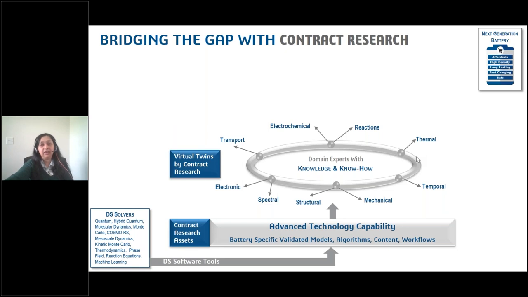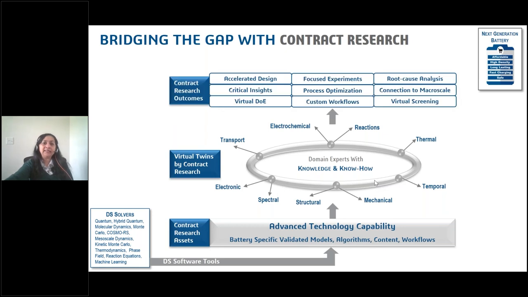within the cell. We deploy the experts in our team who have the knowledge and know-how to build the appropriate virtual twins to model and simulate the charge-discharge process in a cell and look at different properties such as state of charge, state of health of the cell, etc.